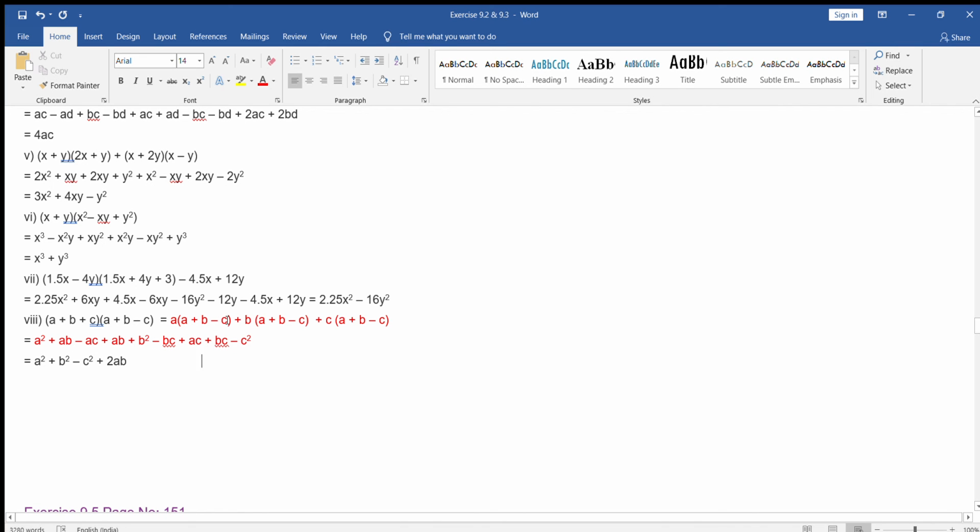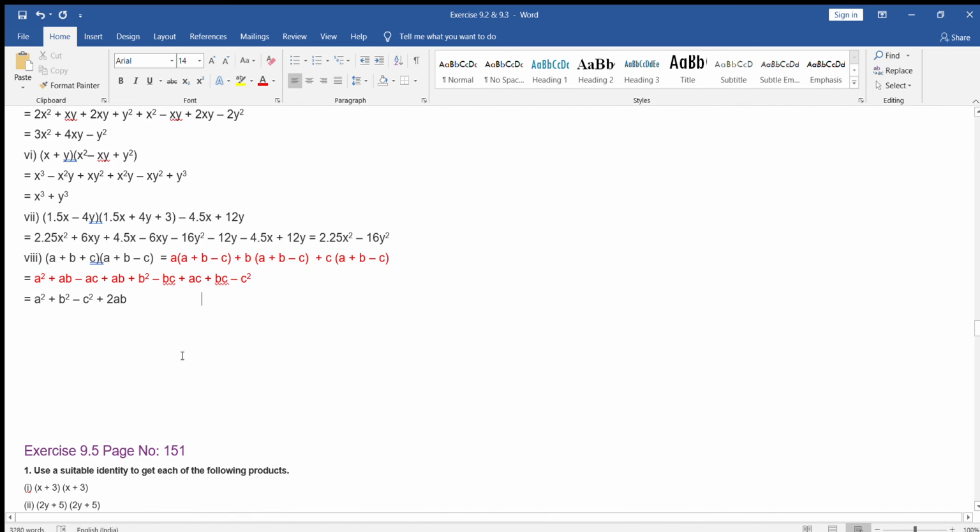Be careful regarding the sign. So it is minus ac. Then ab, b square, minus bc, ac, cb, and minus c square. Now check out the like terms. a square, ab and ab, 2ab. Minus ac plus ac cancel out. Minus bc plus bc cancel out. So what is our answer? What answer am I getting? I am getting our answer as a square plus b square minus c square plus 2ab.